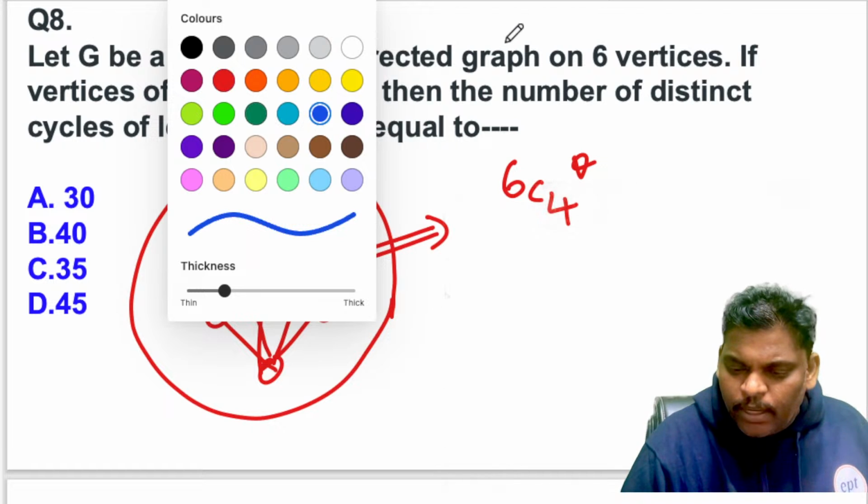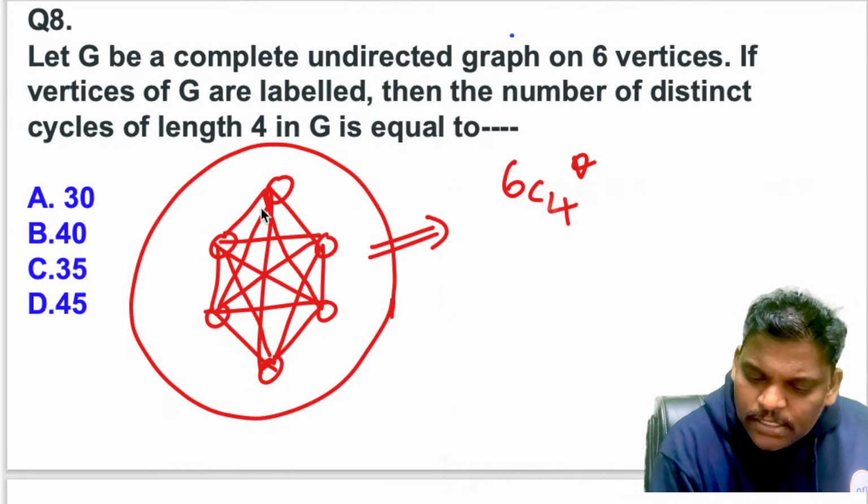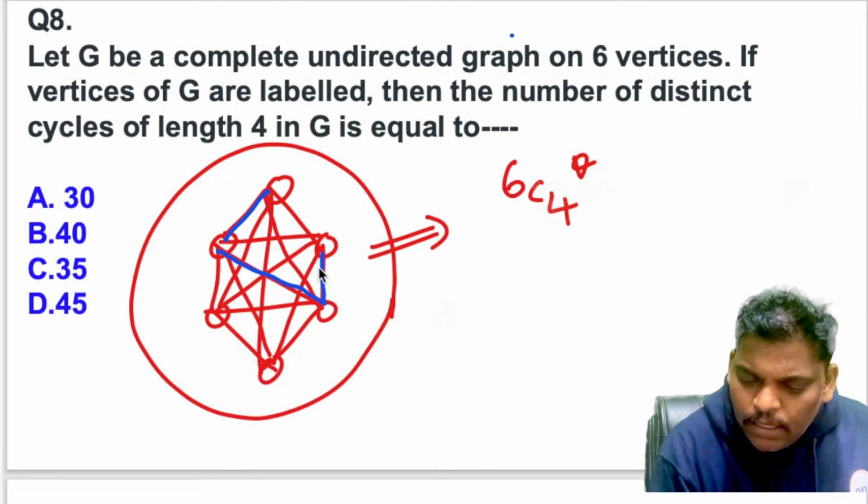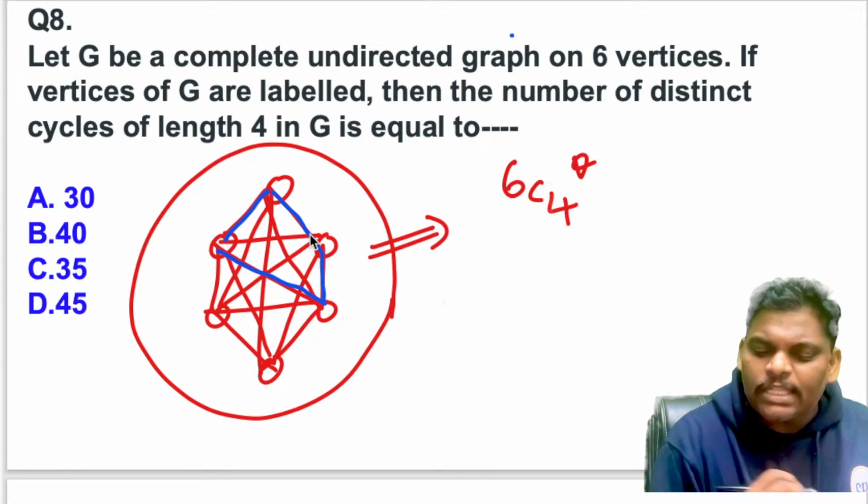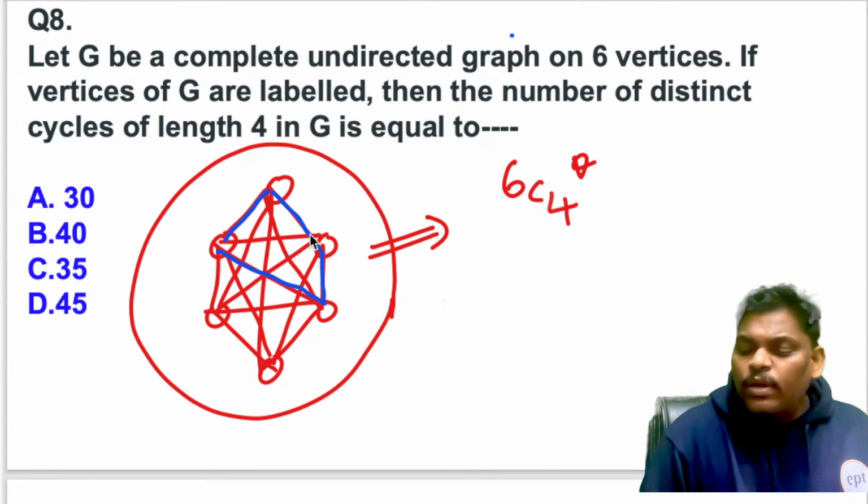I will try one by one. I think, is it one 4 length cycle? See this one: 1, 2, 3, 4. It is one 4 length cycle. So like that, how many 4 length cycles are there?